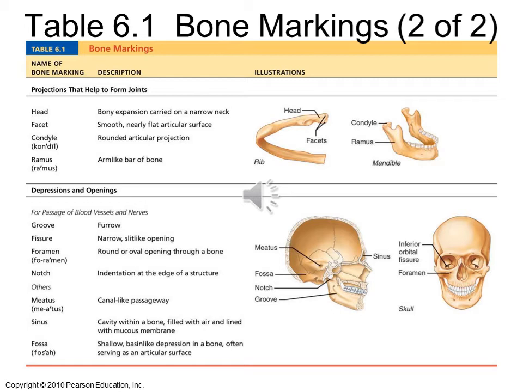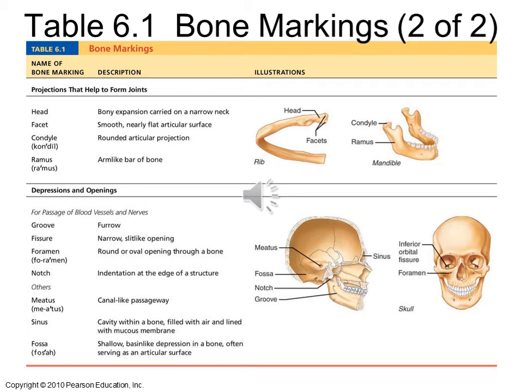Foramen. Best example of foramen, which you can't necessarily see in this picture, is a foramen magnum. The foramen magnum is a really big deal. It's how your spinal cord passes through to connect into the brain. Kind of a big deal there.